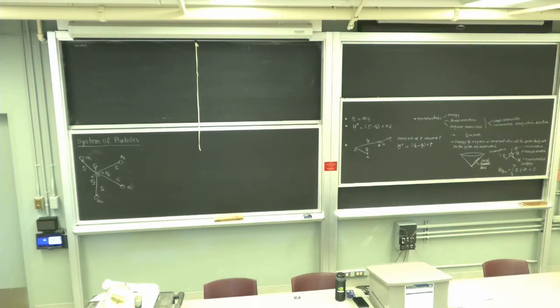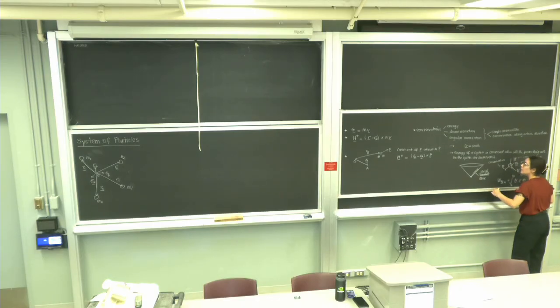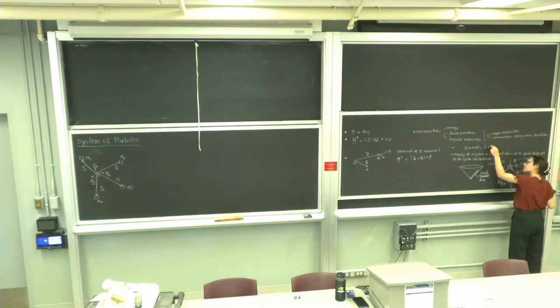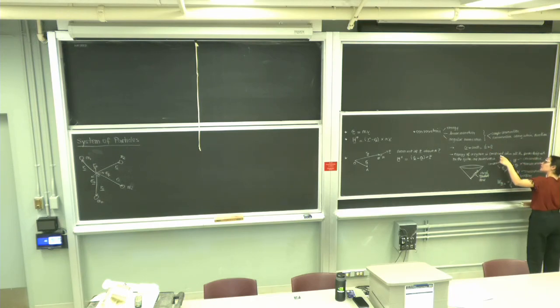No external forces. Right, exactly. This means that G dot is equal to 0. We already know from the balance of linear momentum that G dot is equal to F. That's F equals ma. So for G dot to be 0, F needs to be equal to 0.